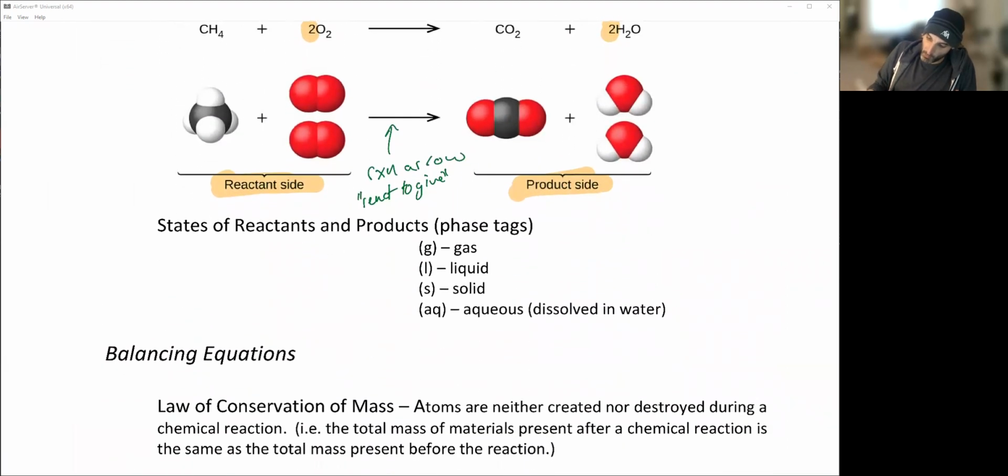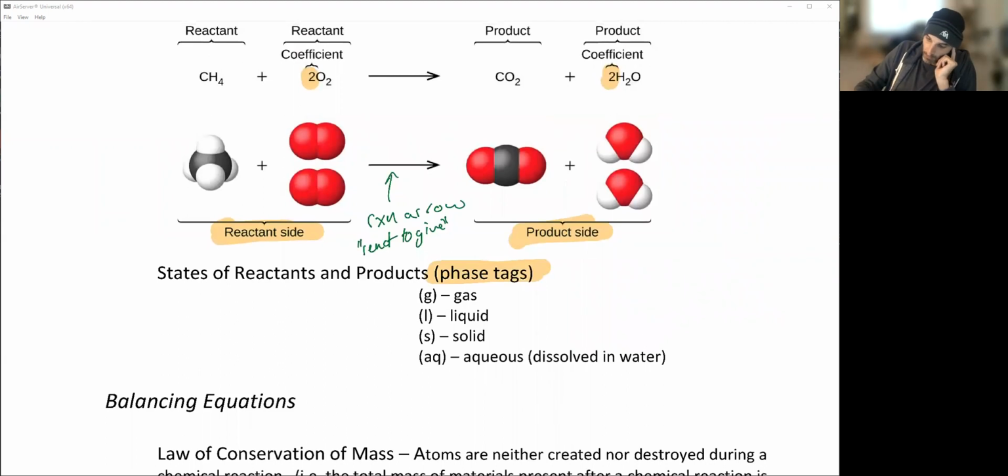We're going to start using these phase tags more regularly. A phase tag is exactly as it sounds. It tells you what phase the substance is in. So here I've got CH4 in the gaseous state reacting with oxygen in the gaseous state, producing CO2 in the gaseous state and water in the gaseous state. So nothing special about that, other than the fact that it's just letting us know what it's producing.